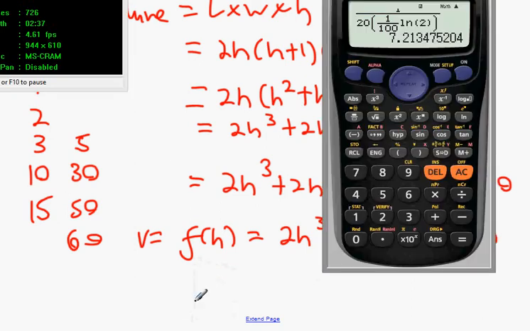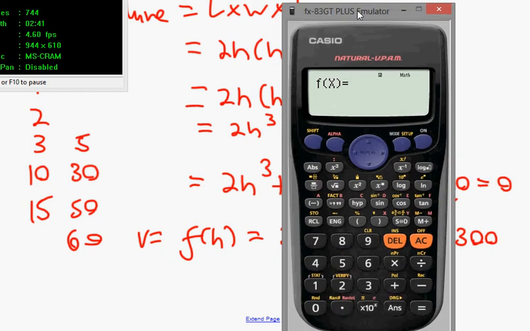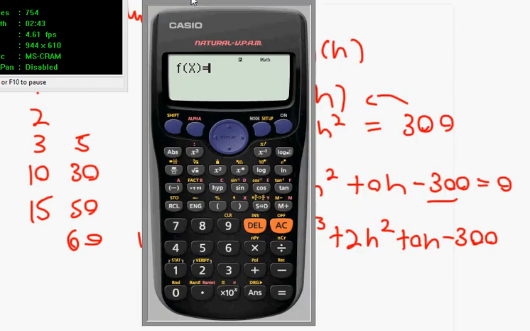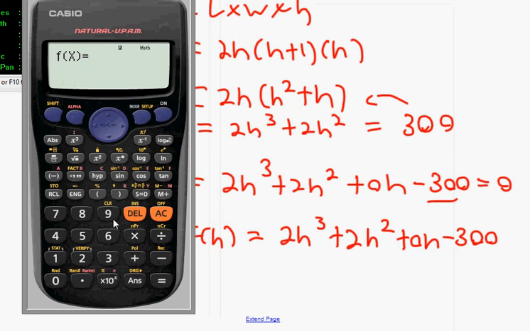What we're going to do next is use my table function. I'm going to go up in 5s starting off and see if I get lucky. So what I mean by that is I'm going to do 2x cubed plus 2x squared minus 300. This time I decided to start at 0 and end at, let's call it 100. My step is going to be 5.